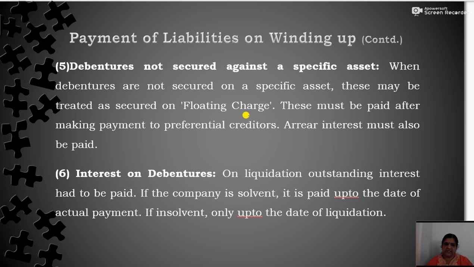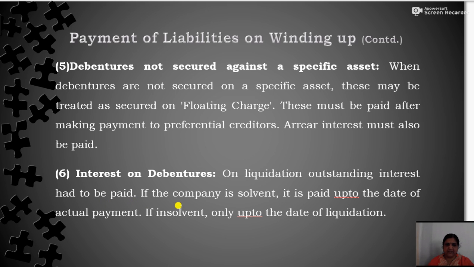These must be paid after making payment to preferential creditors. So such creditors will be paid only after making payment to the preferential creditors. Arrear interest must also be paid. So in case there is any interest in arrear due to the debenture holders, they will also be paid. The next item is the very same, that is interest on debentures. On liquidation, outstanding interest has to be paid. In case there is any interest on debenture outstanding, it should be paid.